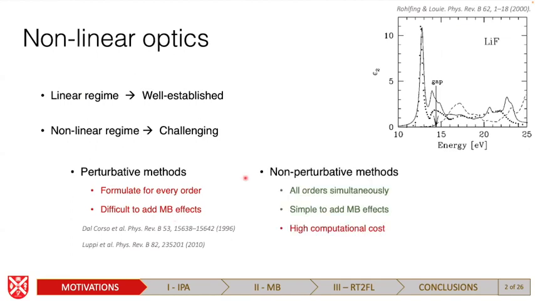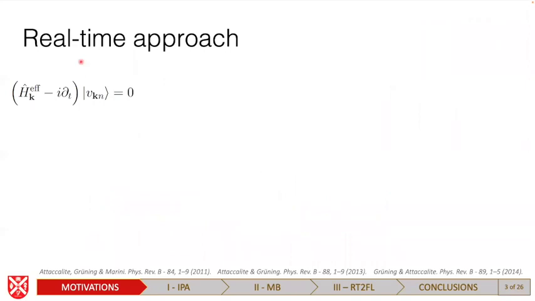On the other hand, non-perturbative methods are better in that they can treat all orders in the electric field simultaneously, and they also offer flexibility for the inclusion of many body effects. The problem is that they are very costly because they rely on explicit time integration. An example of this is what we call the real-time approach. This is the work of Attaccalite Grüning and Attaccalite.